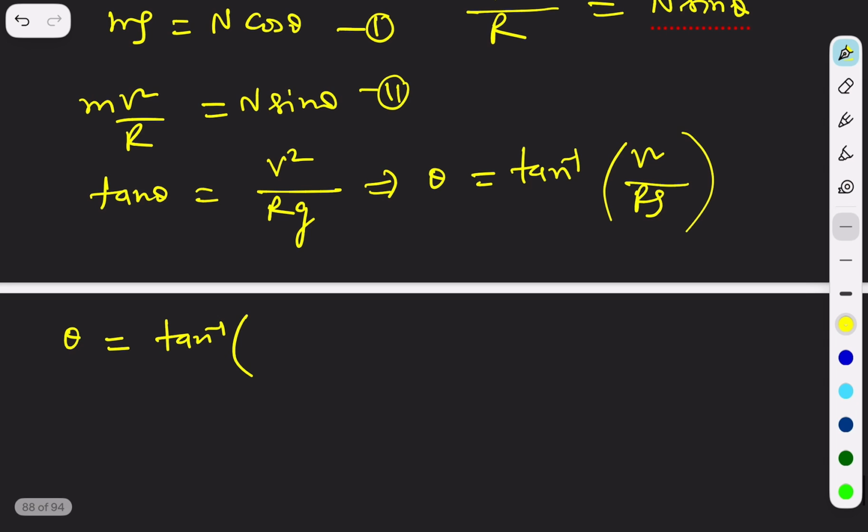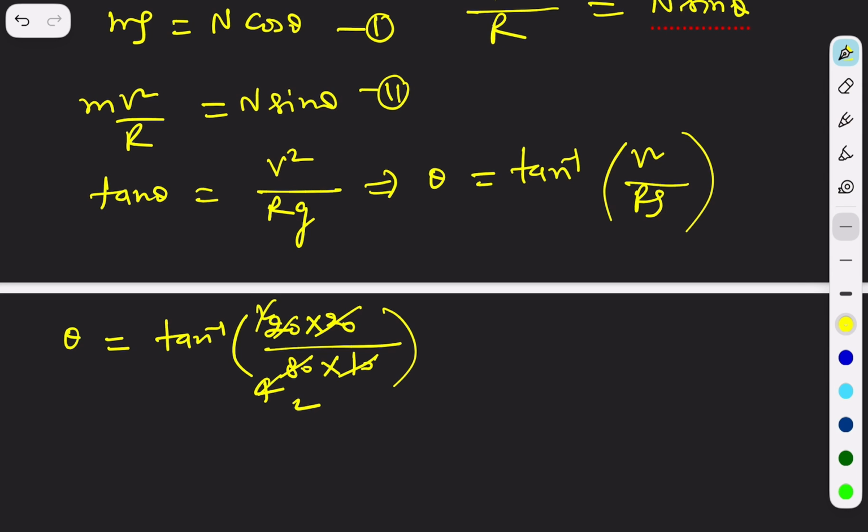So let me put that here. This is 20 into 20 divided by r, which is 80, and g is 10. If I solve this, this is 4, and this is 2, and this is 2. So it will become tan inverse 1 by 2. So the x value is 2. That is our answer that we were looking for. Okay, so I think you have understood this question also. It is also a very simple problem, not difficult as such.